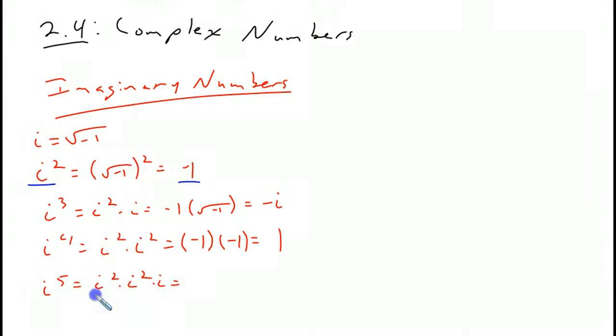We know these two make a +1. I is just I, so I to the fifth is just I, which is the square root of -1. So as long as you guys are really comfortable with these four, and especially these two, then you won't have any problems with imaginary numbers or complex numbers.